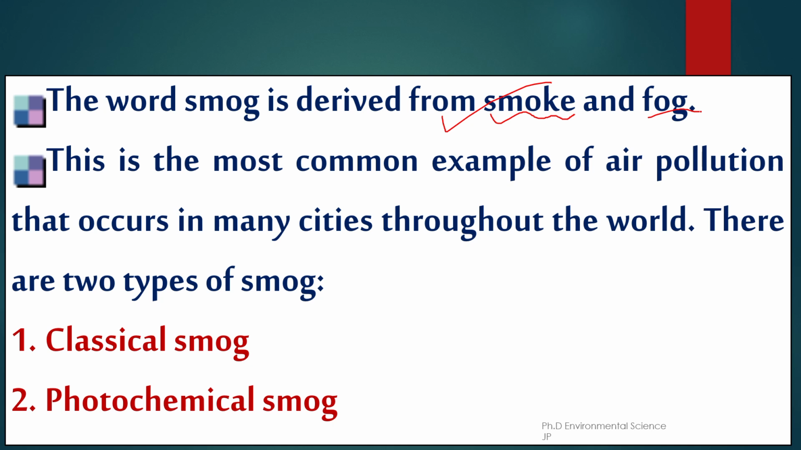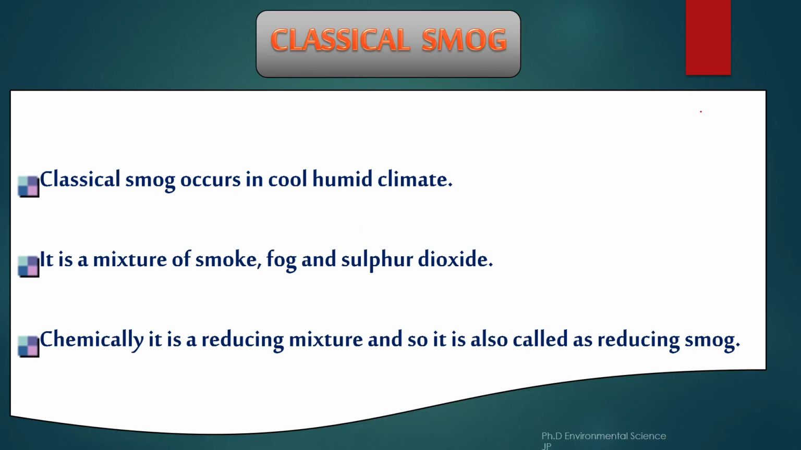So there are two types of smog. First is classical smog and the other is photochemical smog. Classical smog is also known as London smog or reducing smog. It is a type of air pollution that occurs in cool, humid climates.